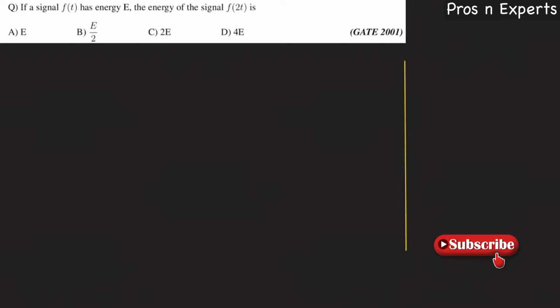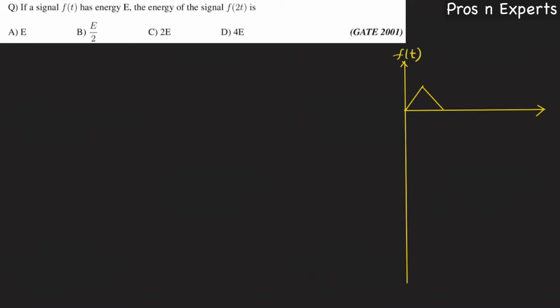I'm drawing f of t, assuming some simple signal, maybe a triangular signal. Let this be f of t. Then, what is the energy of a signal? We know energy of a signal is given by the integral over entire time of f square of t dt. So we have to find out the f square of t dt.